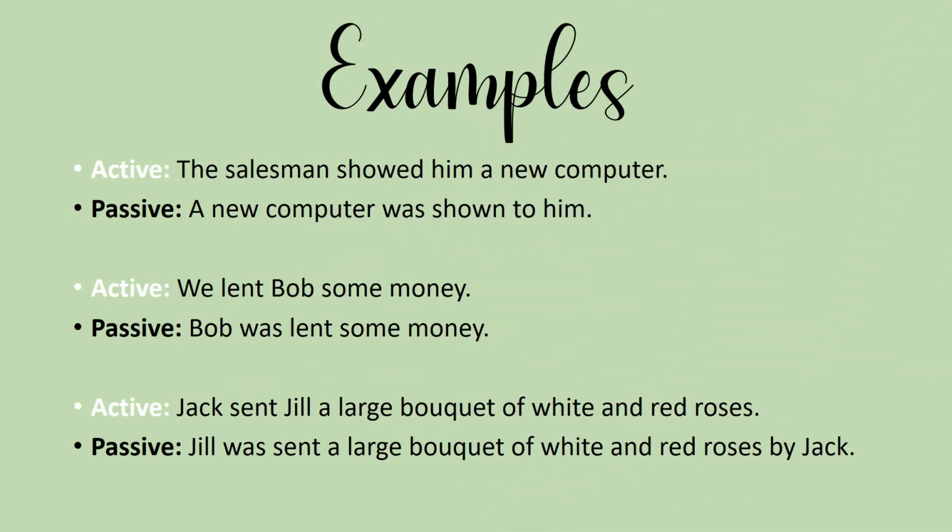Here are some examples. In the active voice, the salesman showed him a new computer. In the passive, a new computer was shown to him. In the active voice, we lent Bob some money. In the passive, Bob was lent some money. And in the last one, in the active voice, Jack sent Jill a large bouquet of white and red roses. And in the passive, Jill was sent a large bouquet of white and red roses by Jack.